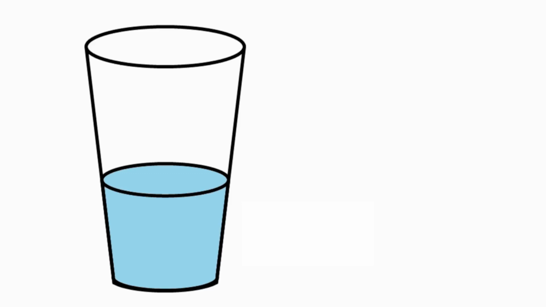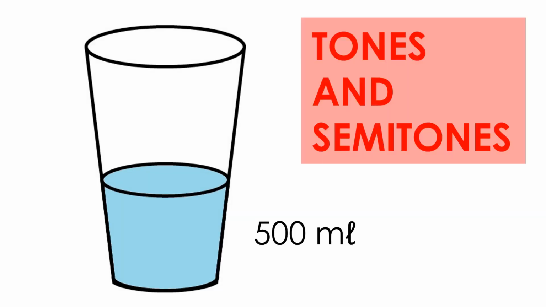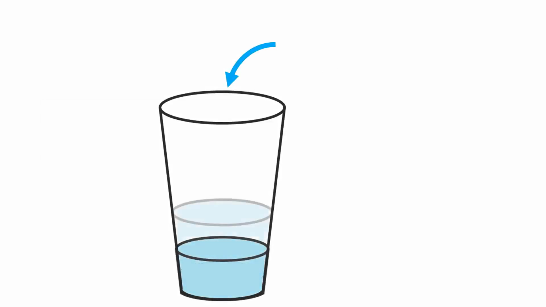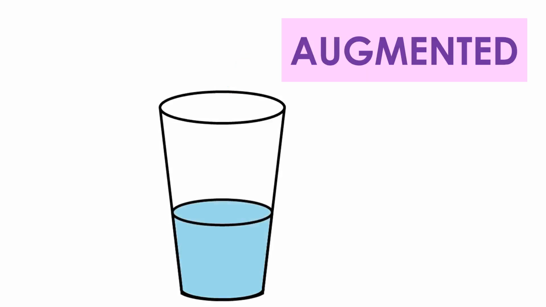Now, going back to the cup analogy, if you say this cup is filled with 500 ml of water, you are measuring it in tones and semitones. If you say this cup is half empty, you are looking at a diminished interval. And if you say this cup is half full, you are looking at an augmented interval.